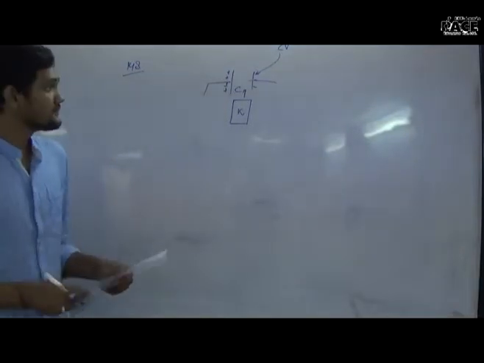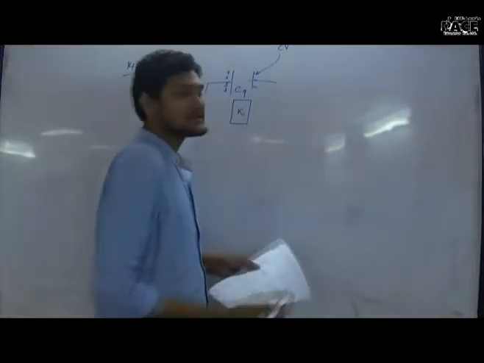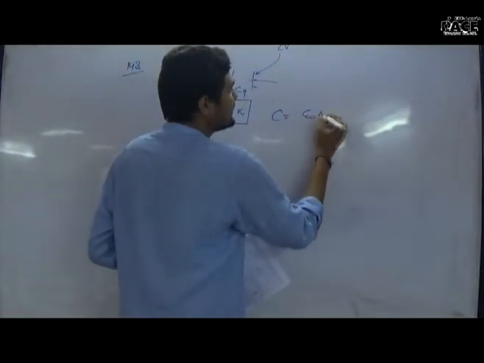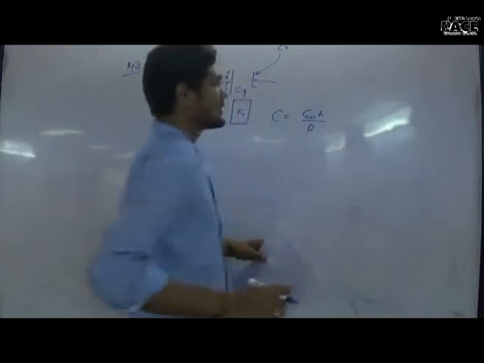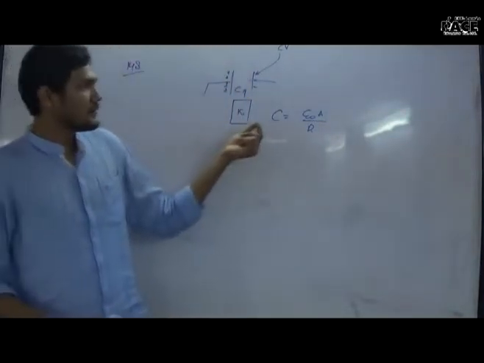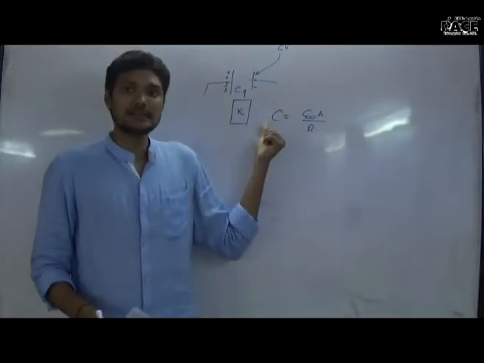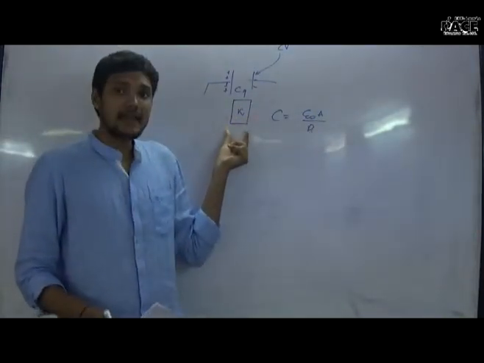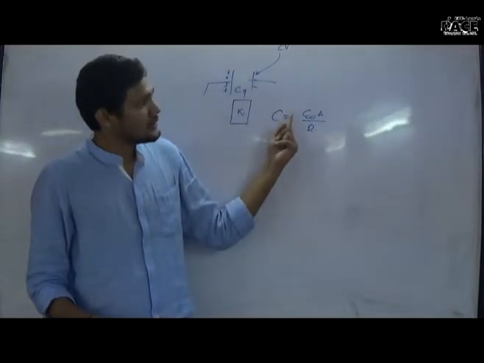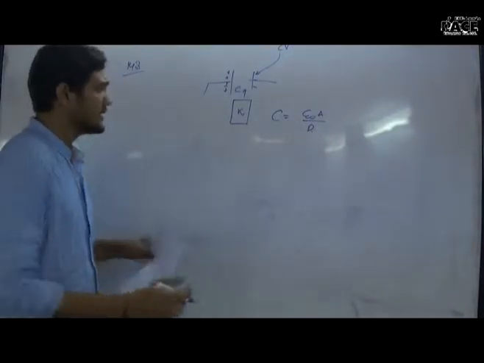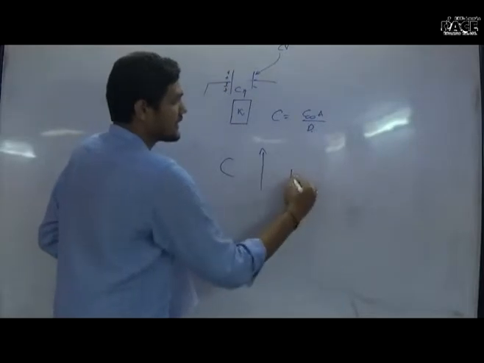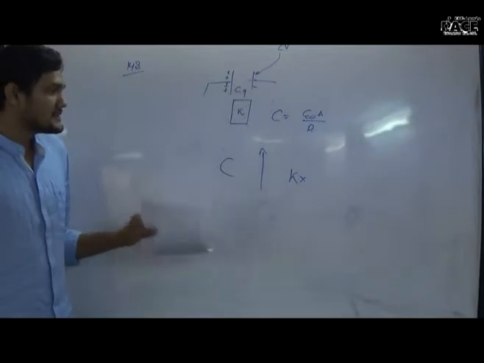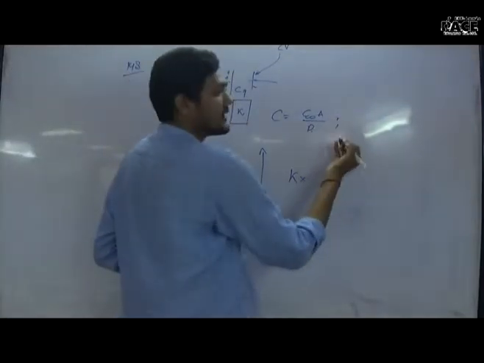So what happens? First of all, we'll find how the capacitance changes. C is equal to epsilon naught area by D. If there was air between the plates, C should be epsilon naught area by D. If it is filled with a dielectric of constant K, now C becomes epsilon naught into K into area by D. That means C is increased by a factor of K. Capacitance increased.